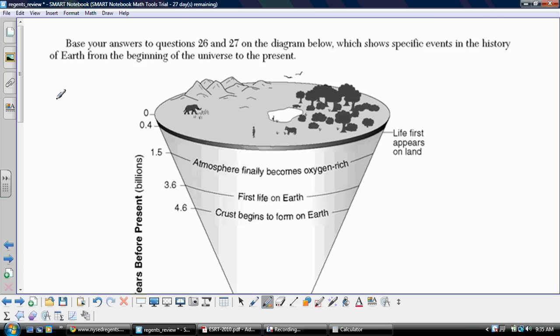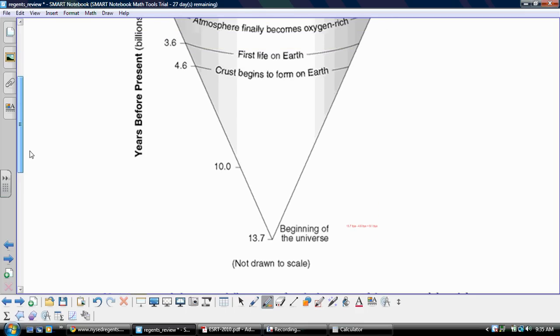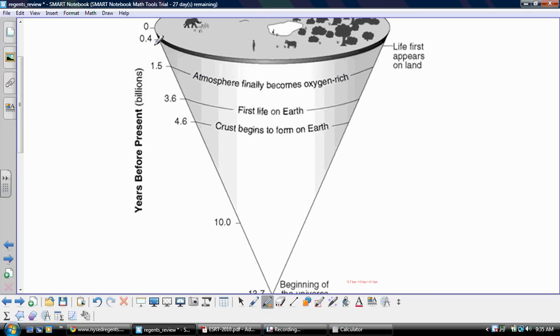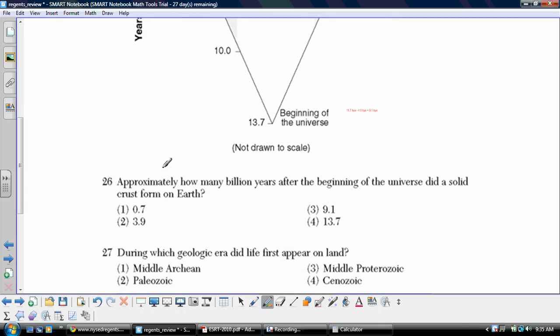Next one, we've got a diagram here that's going to be used to answer questions 26 and 27, which shows specific events in the history of Earth from the beginning of the universe to the present. So, checking it out, we've got the beginning of the universe marked here at 13.7 billion years ago and various other times leading to the present, which is at the surface. Looking at the question. Approximately how many billion years after the beginning of the universe did a solid crust form on Earth? Solid crust. Okay.